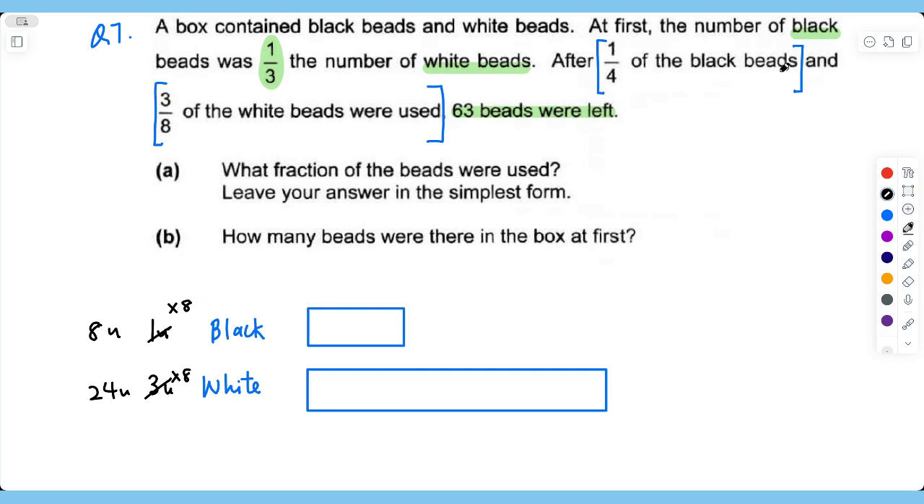Now 1/4 of the black beads were used. So 1/4 of 8 units is 2 units. So 2 units was used. And we have 6 units left.